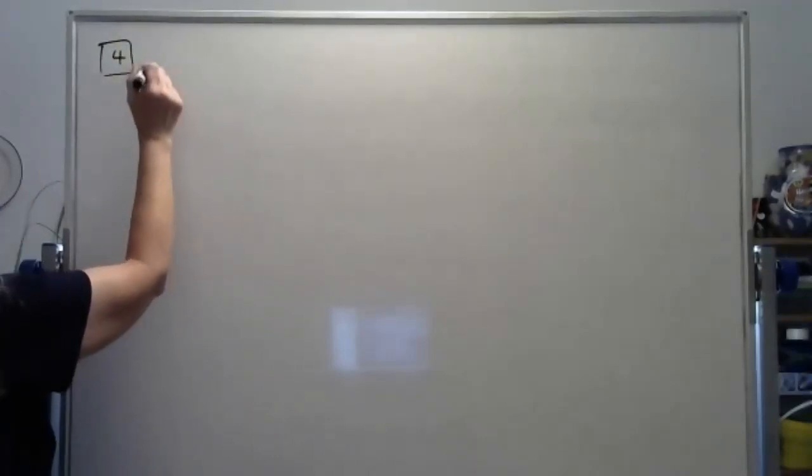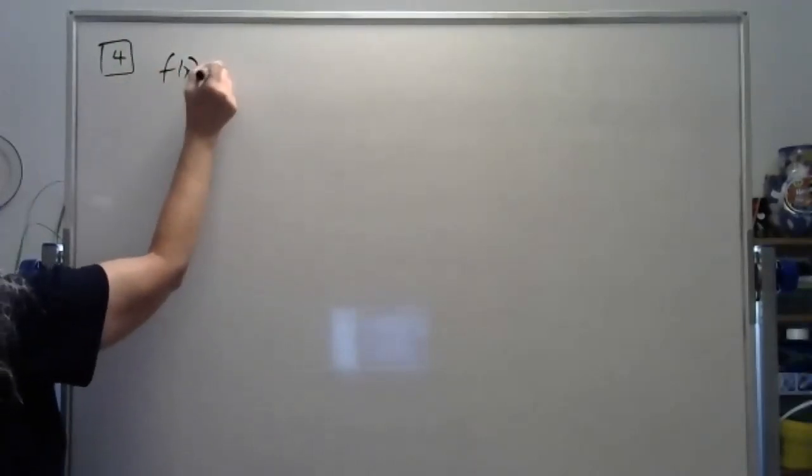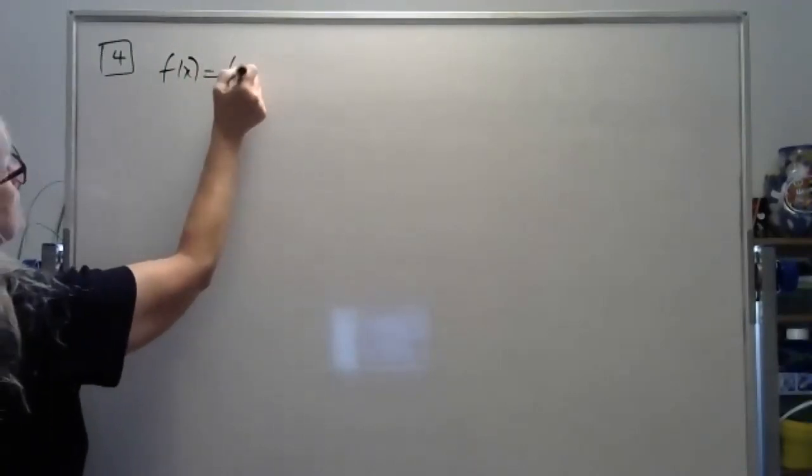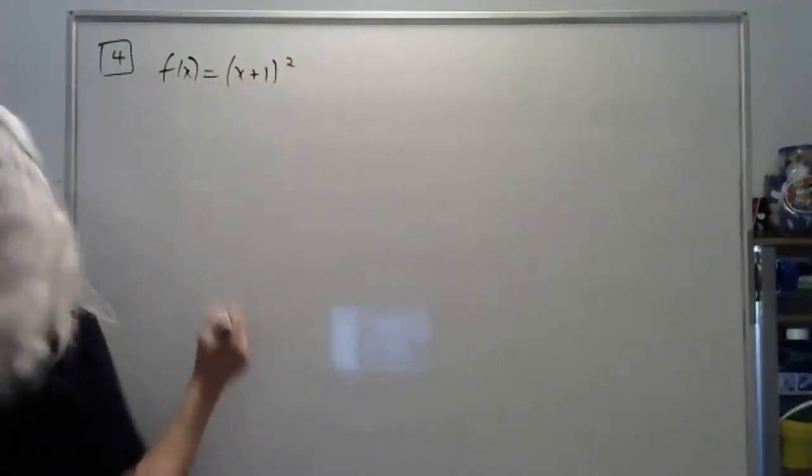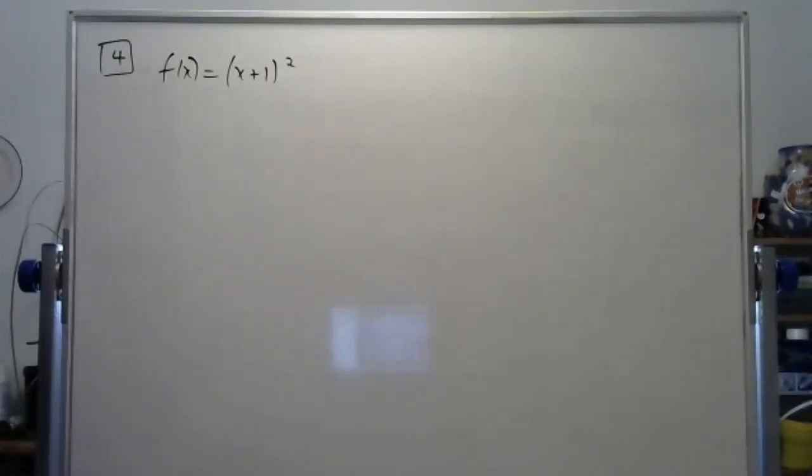So I'm looking at example 4. f of x is equal to the quantity x plus 1 squared. I want to restrict the domain to create the one-to-one, then find the inverse, and then find the domain and range of both.